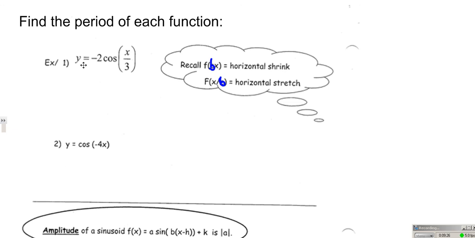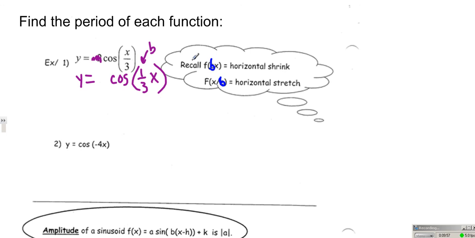All right, let's say we want to find the period of each of these functions. So we've got a couple of transformations going on. All right, so y equals negative 2 cosine of x over 3. For the period, we don't necessarily care about that. All we care about is what's inside here. So if I rewrite that, just the important part, and I want to factor out that 3 from the bottom, so that's really a 1/3 x. So our b value here is 1/3.